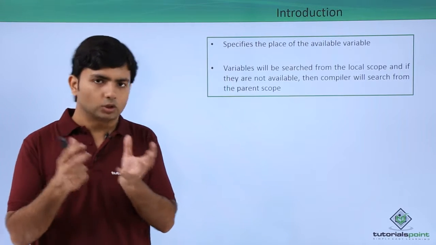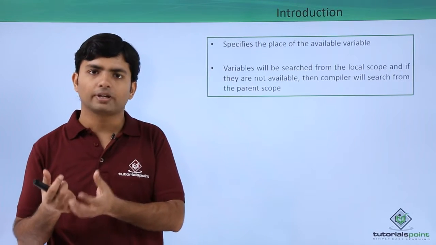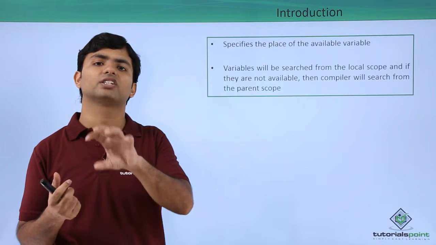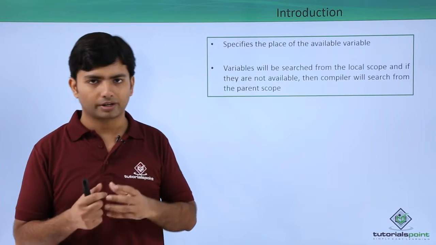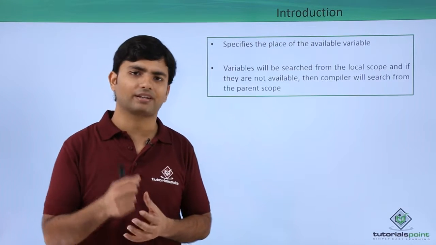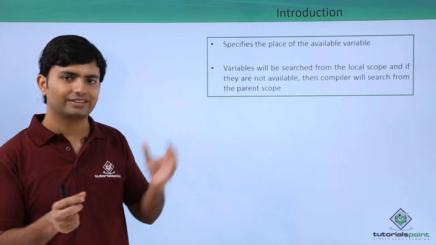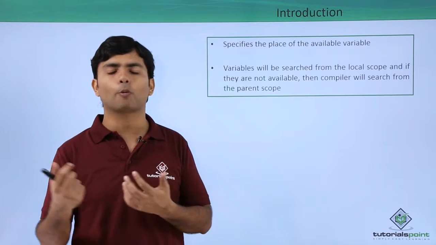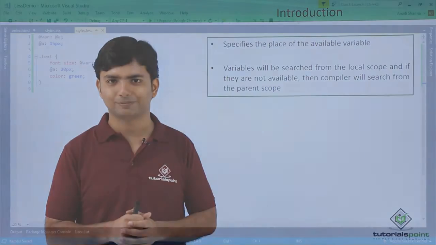If it is not available in the local scope and if there is a parent scope, then the search will be done in the parent scope. Alright, so this is how scope works with your variables. So let's see a practical implementation to justify these things, and let's see how scope works with our variable.